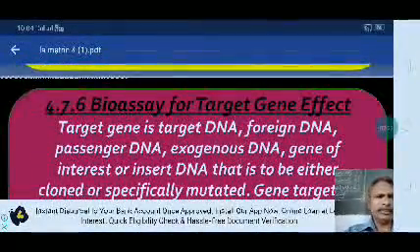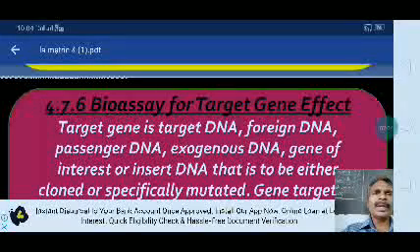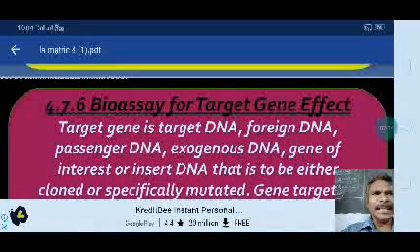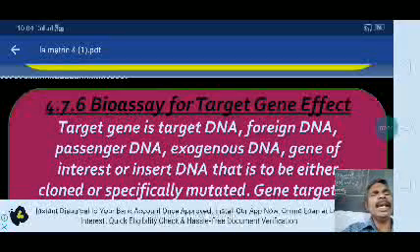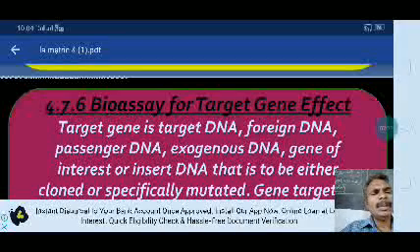Up to this point we have covered hybridization techniques: what is Southern blotting, what is Northern blotting, and what is Western blotting. There is no Eastern blot, only three blotting techniques. Okay, the next one is bioassay for target gene effect.